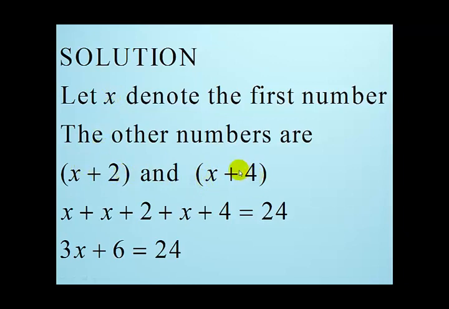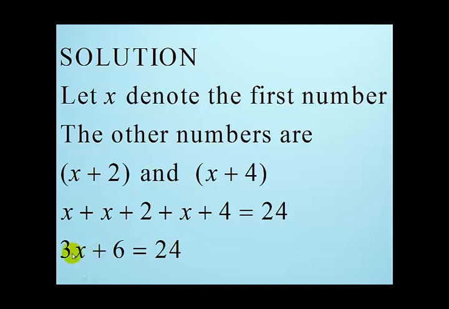Now from the question, the sum of the 3 consecutive even numbers is equal to 24. So x plus x plus 2 plus x plus 4 is equal to 24. Now x plus x plus x is equal to 3x, because the coefficients of the x are all 1. So we have 1 plus 1 plus 1, and that is giving us 3. So we have 3x. Now 2 plus 4 is equal to 6. And so 3x plus 6 on the left hand side is equal to 24 on the right hand side.